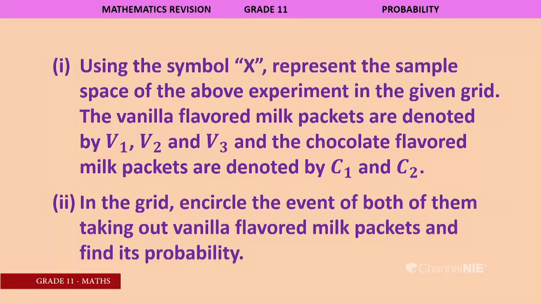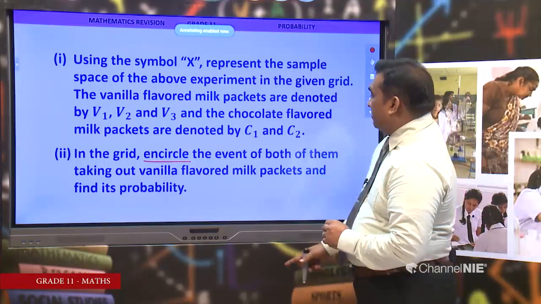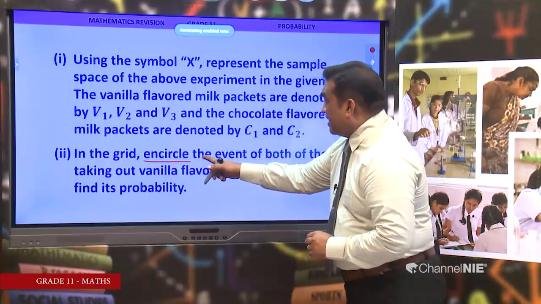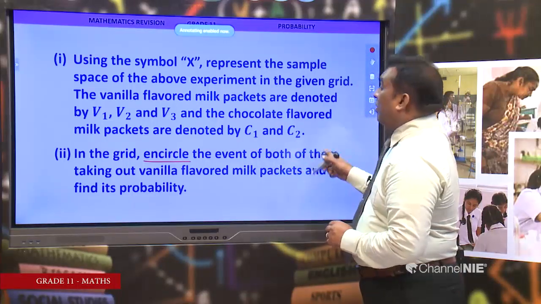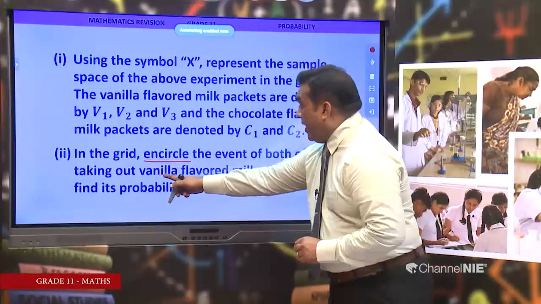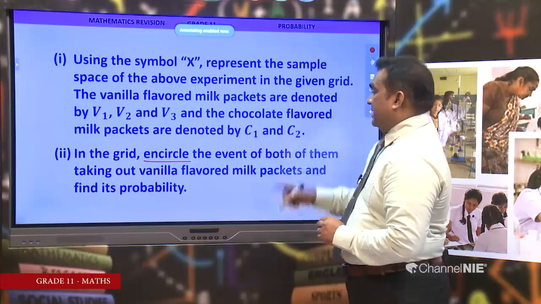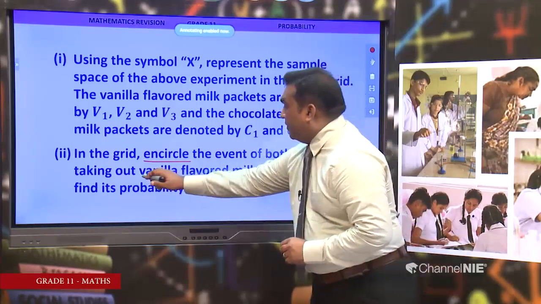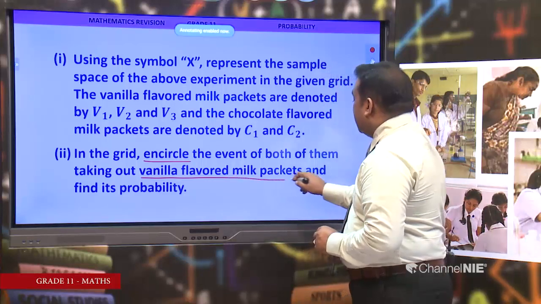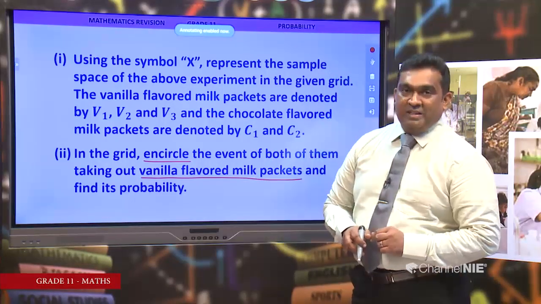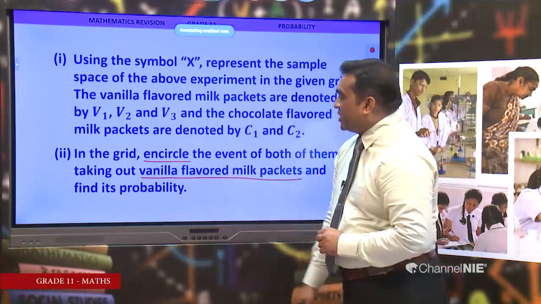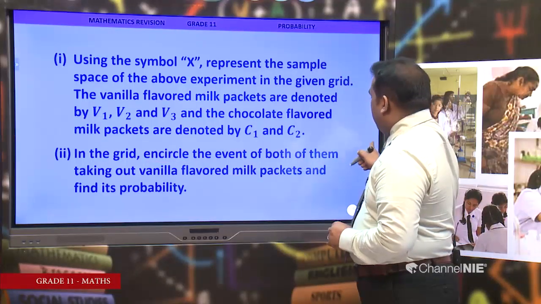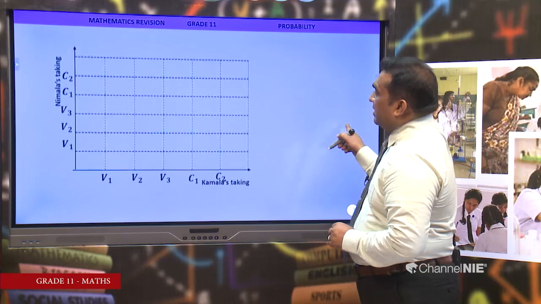The event of both of them taking out vanilla flavored milk packets, and find its probability. Try to understand the question. Encircle the event of both of them taking out vanilla flavored milk packets. This is the given condition of the event, and find its probability. This is the grid.